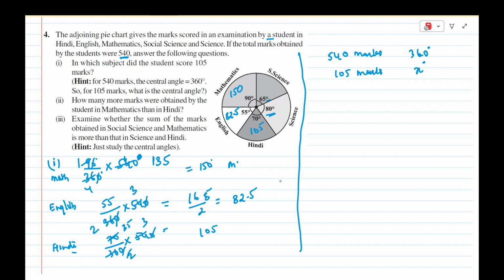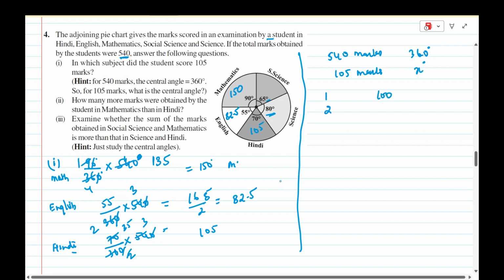If one quantity is increasing, the second will also increase. For example, if I take one book, suppose it is 100 rupees. If I take two books, it is 200 rupees. So if I'm increasing the quantity, I'm increasing the price also. So it is direct proportion. Same way, if I'm increasing the marks, the angle will be more. This is direct proportion. And how to solve it?